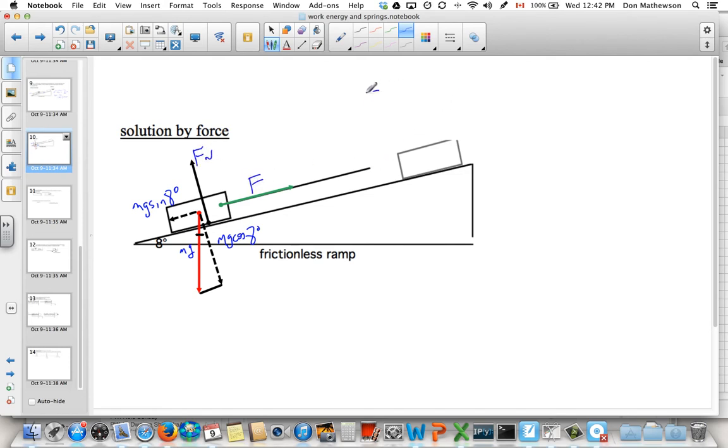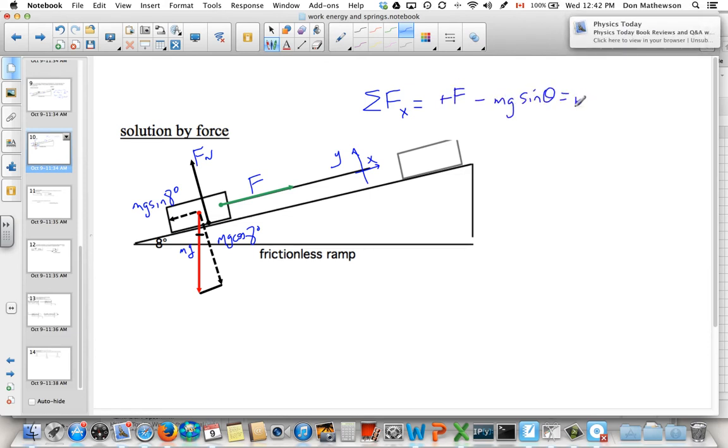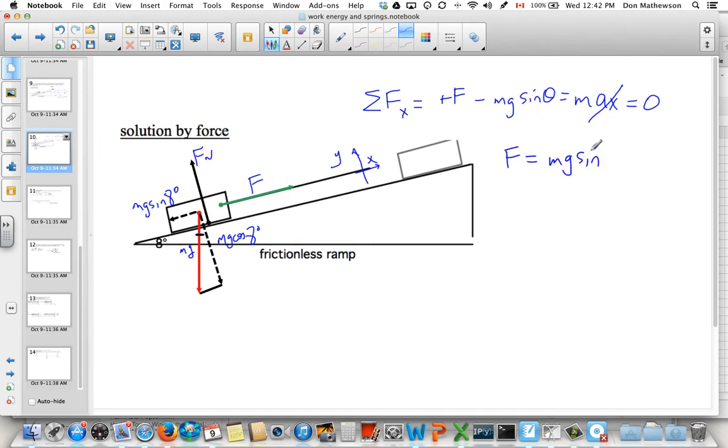So now let's do our force analysis. We'll call the x direction up the ramp and the y direction perpendicular. Now the sum of the x forces, up the ramp we've got the applied force F, down the ramp we've got mg sine theta. That's going to equal the mass times the x acceleration. But because of the steady speed, the x acceleration is 0. So we find that our applied force has to equal the mg sine theta component, the slide component, down the ramp.